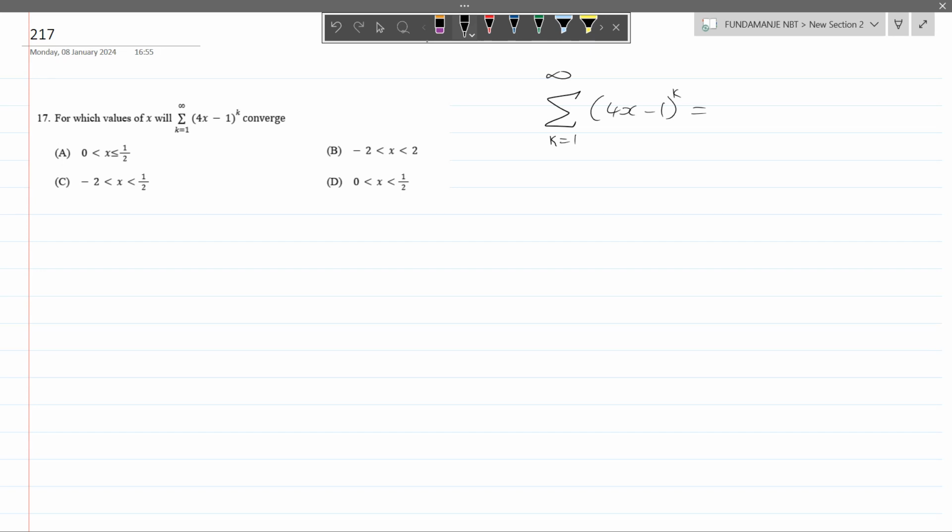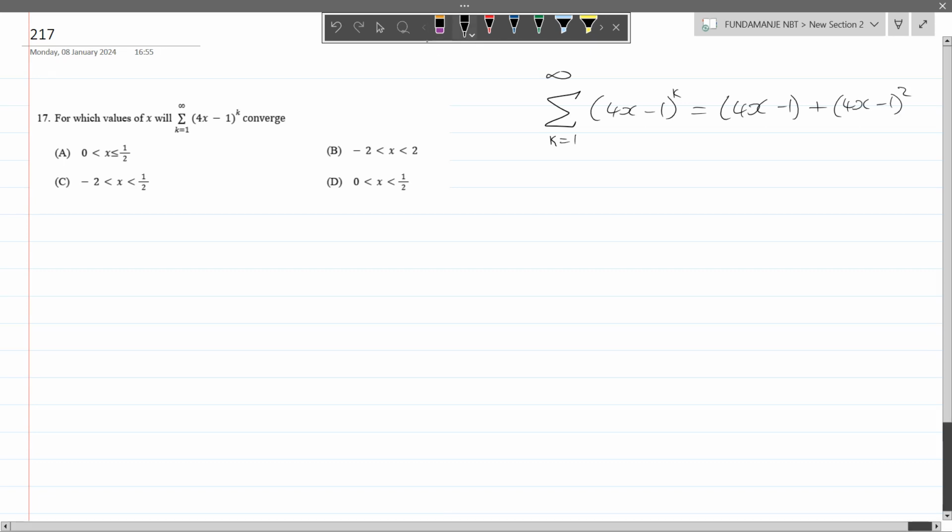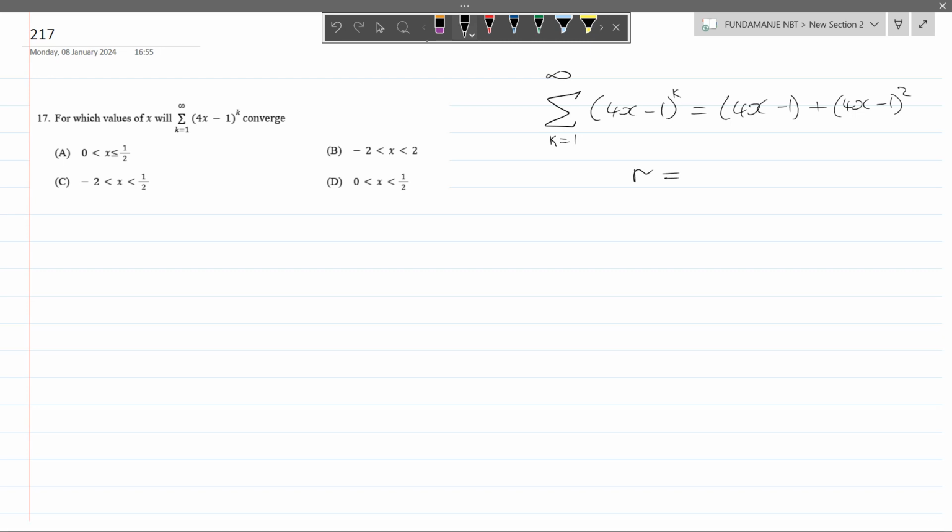So we can expand this to be a series. If we expand, we need to substitute k with its value. So we get (4x minus 1) to the power of 1 for the first one, then (4x minus 1) to the power of 2, and going on and on like that. But this is enough for us to get a value of our ratio. So the ratio is going to be (4x minus 1) squared over (4x minus 1). So that will just eliminate one of them, leaving us with 4x minus 1 as our ratio.